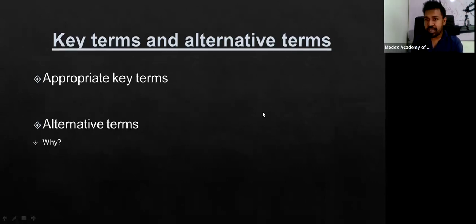Key terms and alternative terms. I think you got it. But it's a way of connecting the key term and the alternative term. For that connecting, we are using Boolean operators. Because both are similar terms, right? Key terms, alternative terms. Key term: chronic kidney disease. Alternative term: CKD.